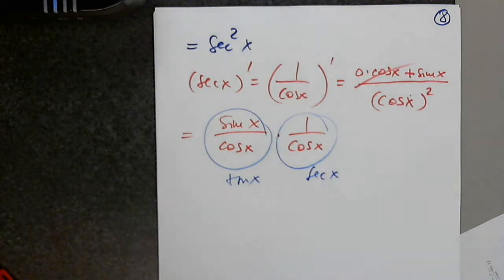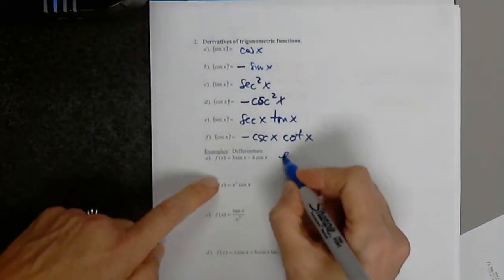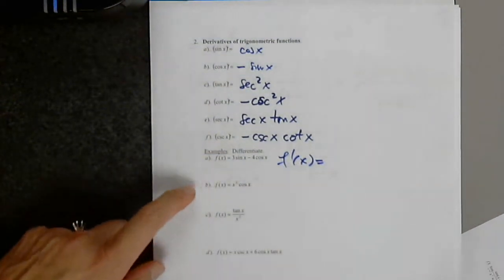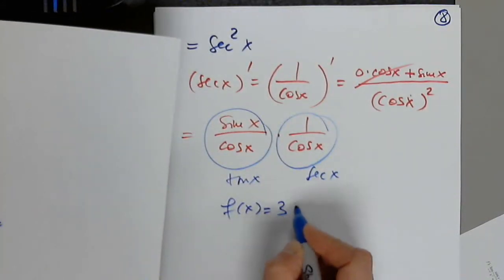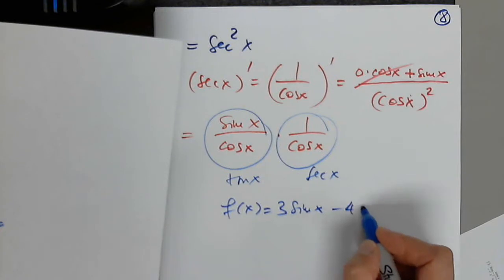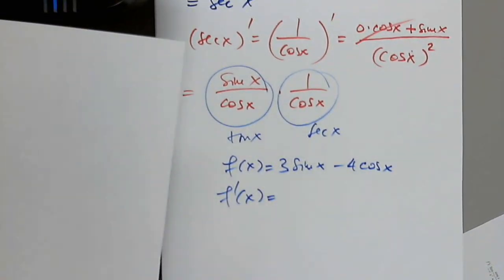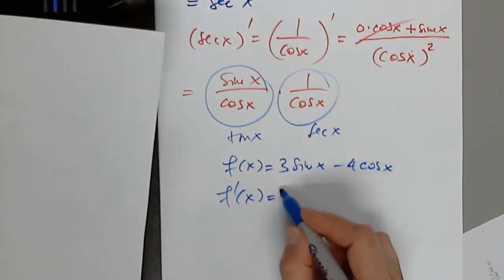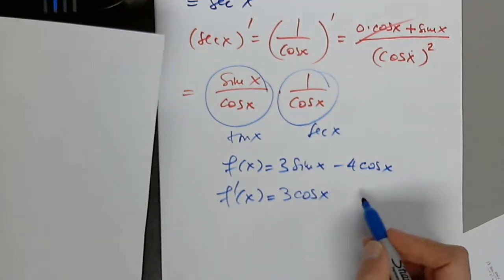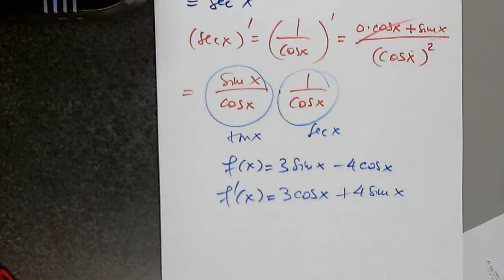In the same way we determine the other ones. And I think we can finish up now this section by quickly finding f prime of x. So what would you say? So we have f of x equals 3 sine x minus 4 cosine x. And what would you say for f prime? Three cosine x plus 4 sine x. Very good, excellent.